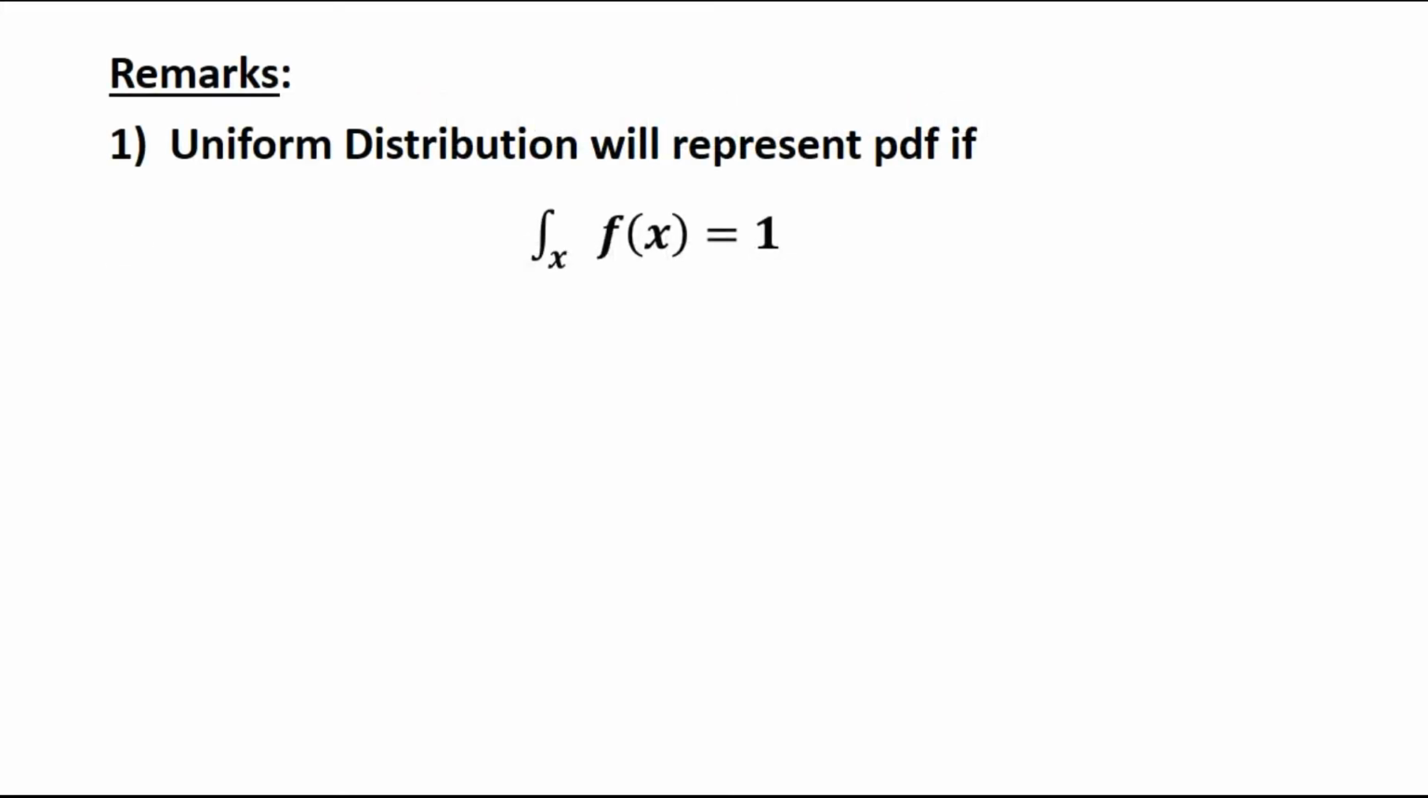Remarks: uniform distribution will represent probability density function if the integration of f(x) equals 1. So in the next step we can write integration, and the limit is a to b, f(x) is 1 upon b minus a dx.